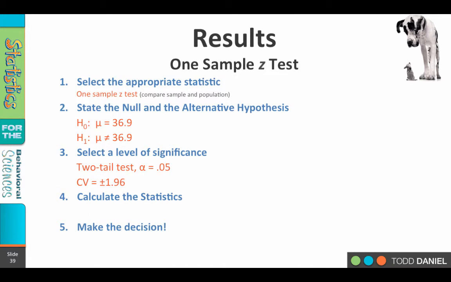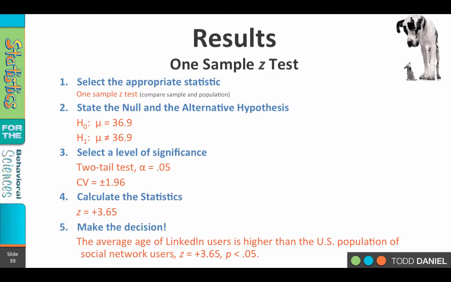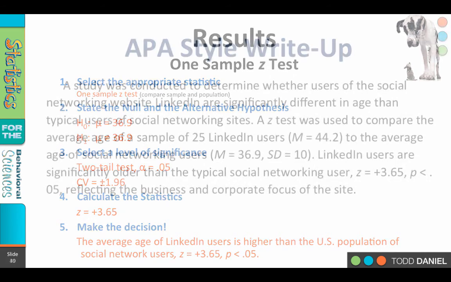Then the statistic that we calculated was a z of positive 3.65, which we know exceeds our critical value of 1.96, and so we conclude that the average age of LinkedIn users is higher than the U.S. population of social networking users, comma, z equals positive 3.65, comma, p, or probability, less than 0.05, period. And now let's write up those results in APA style.